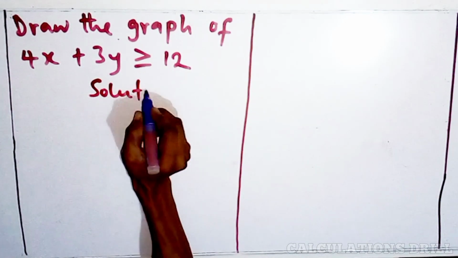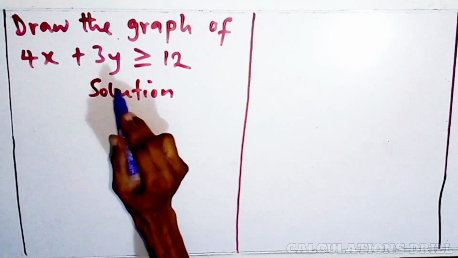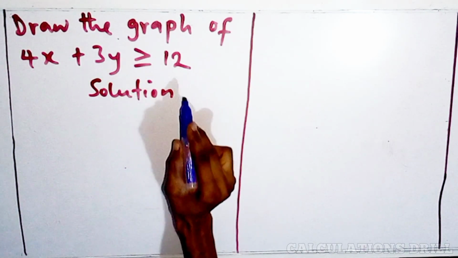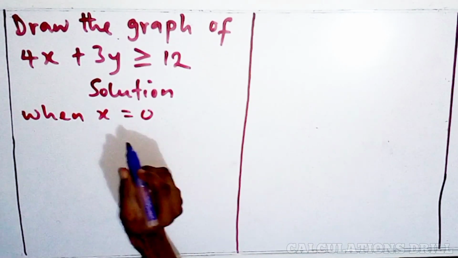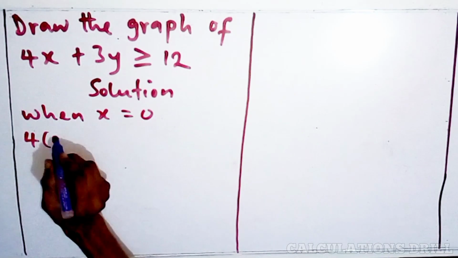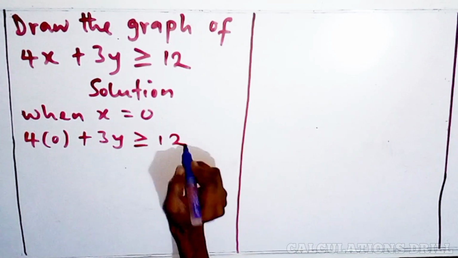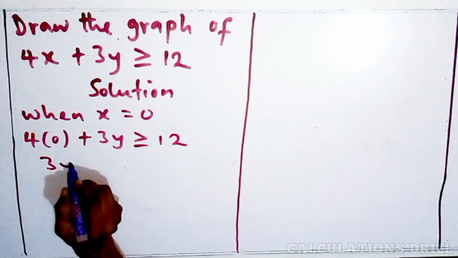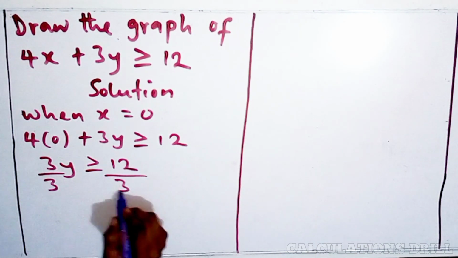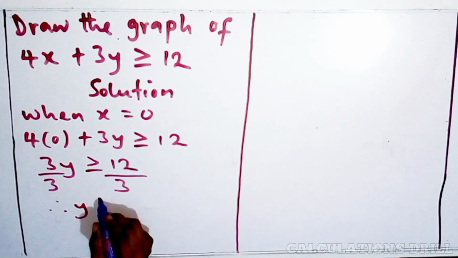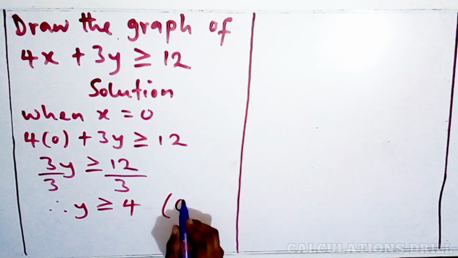We're asked to draw the graph of 4x plus 3y greater than or equal to 12. The same thing. So when x is equal to 0, let's see what y will give us. When we did that, we're going to get 3y is greater than or equal to 12. So then divide both sides by 3. Y now is equal to 4. So our coordinates will be 0 and 4.